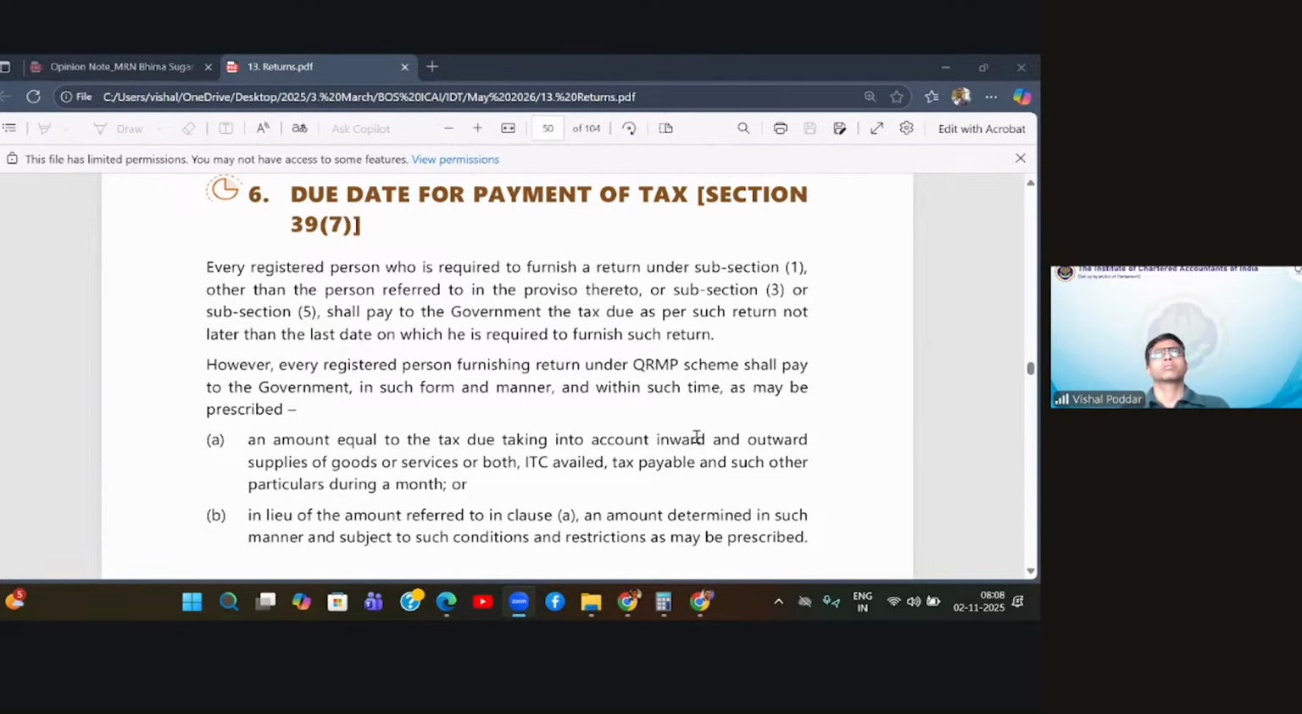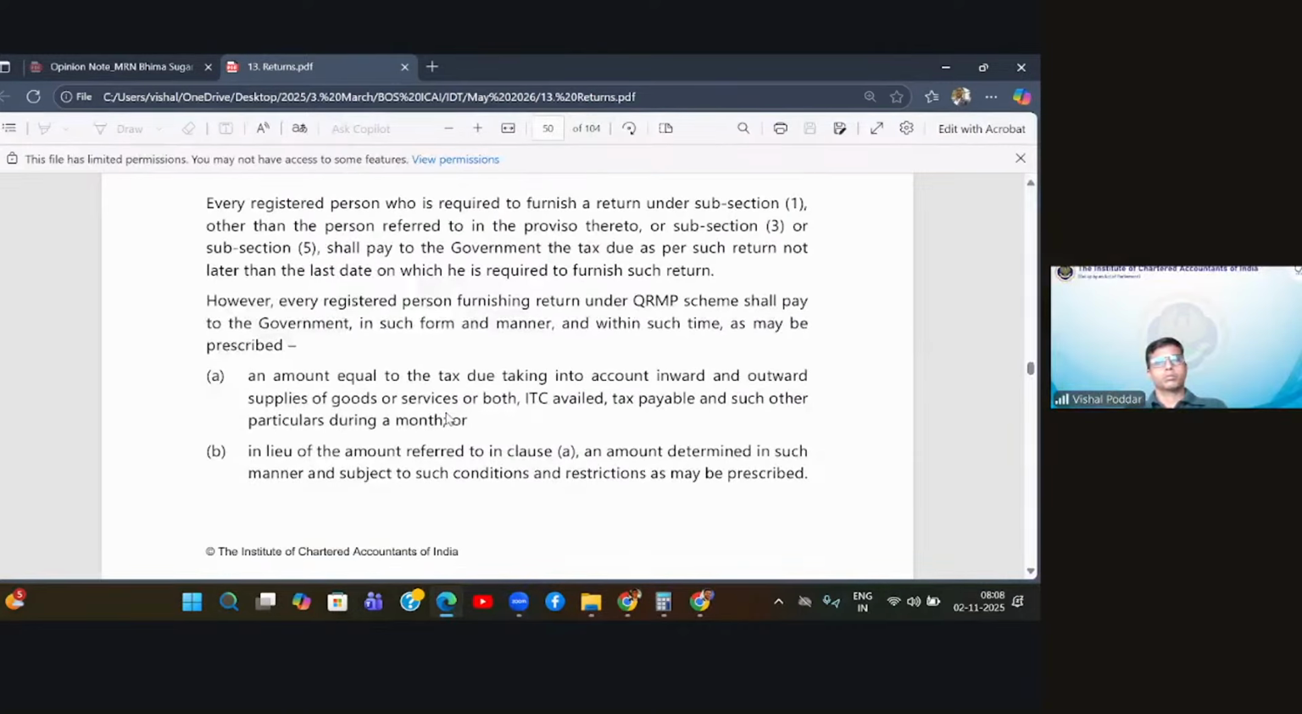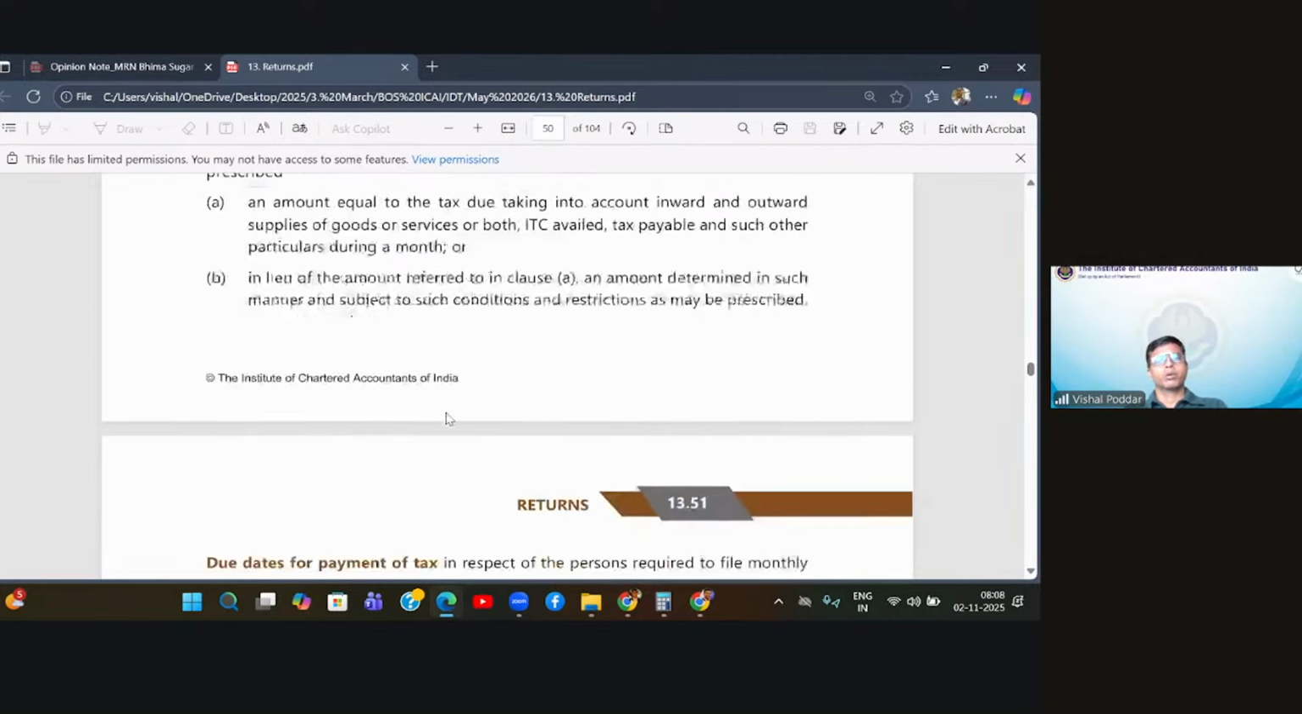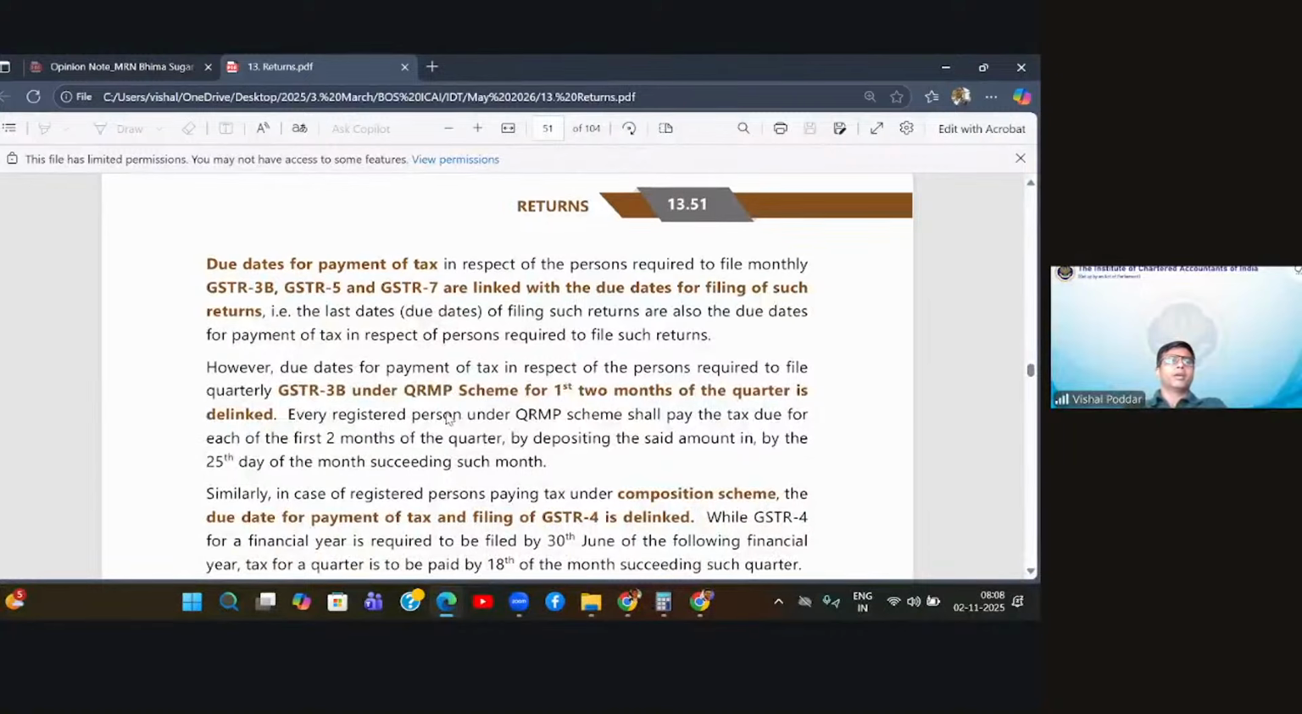However, every registered person furnishing return under QRMP scheme shall pay to the government in such form and manner and within such time as may be prescribed an amount equal to the tax due, taking into account the inward and outward supplies of goods or services or both, ITC availed, tax payable, and such other particulars during a month, or in lieu of the amount referred to in clause A, an amount determined in such manner and subject to such condition and restrictions as may be prescribed. So, for all monthly return filers, they are saying that by when are you required to pay the tax?